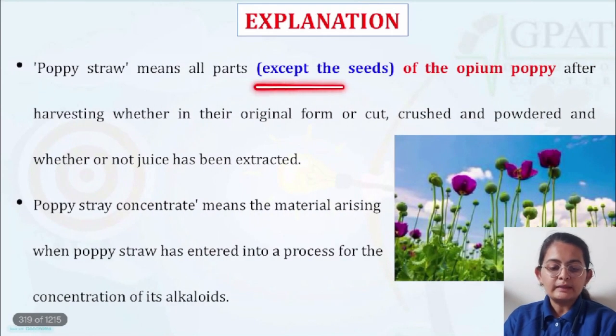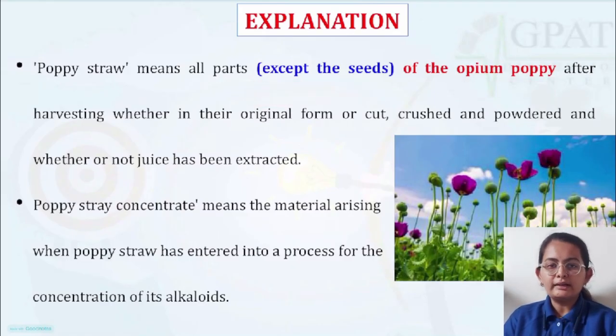Direct definition: except the seeds, the opium poppy after harvesting, in original form, cut or crushed, whatever it is, but without seed, it is known as poppy straw. Remember this particular thing.